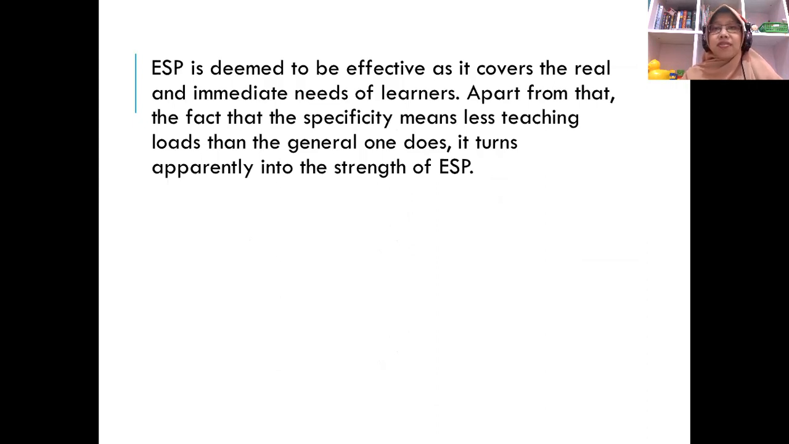ESP is deemed to be effective as it covers the real and immediate needs of learners. ESP is considered to be effective as it equips the students with the skills or competence to do things, to do certain procedures in English, and this skill is very required in the workforce. Okay. Apart from that, the fact that the specificity means less teaching load than the general one does turns apparently into the strength of ESP.